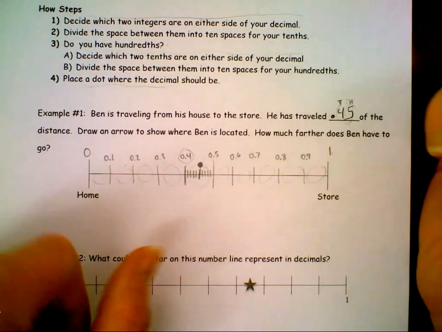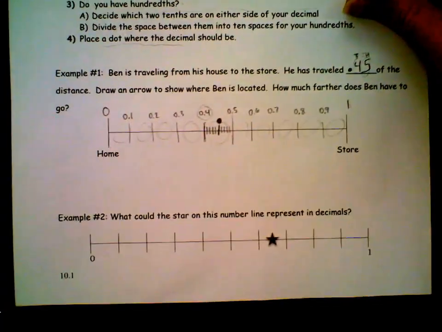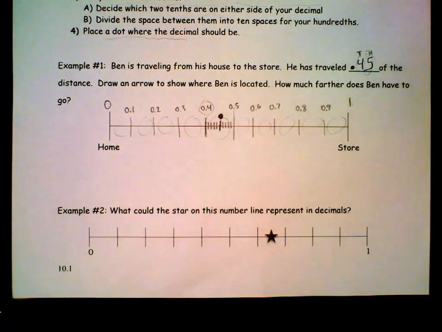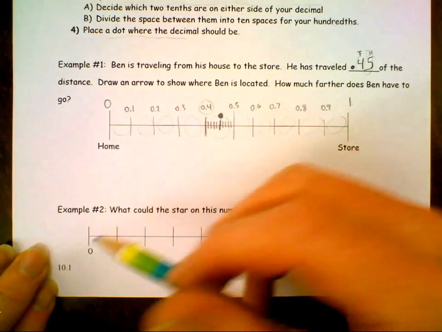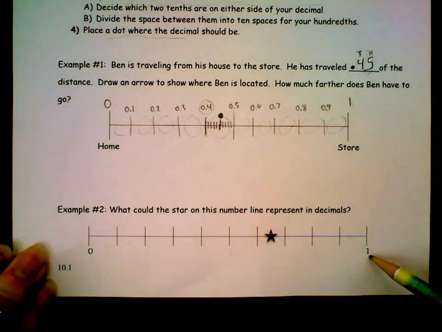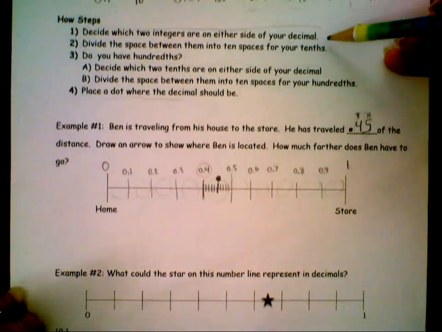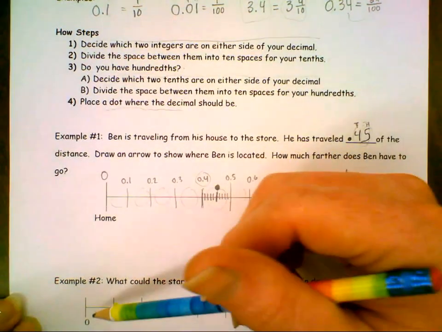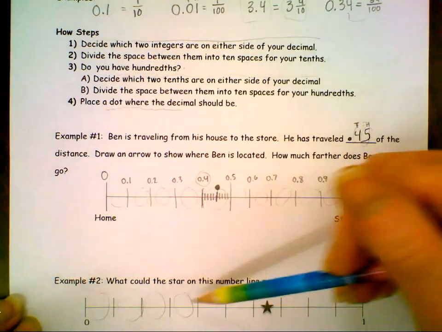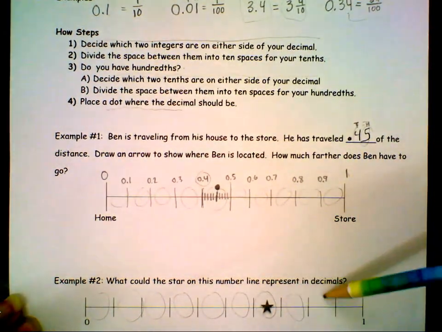We have one more problem that we'll do together, and then you'll be able to work on the practice problems on your own. Our second example. What could the star on this number line represent in decimals? Now, in this problem, it doesn't tell us very much. All it does is give us a number line, which is really nice because it's already set up, so I can go ahead and number it. I have 0 here and 1 here, so those are the integers that are on either side of my decimal. It's already divided into 1, 2, 3, 4, 5, 6, 7, 8, 9, 10 pieces.